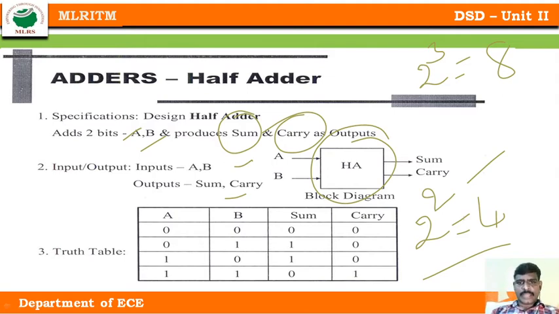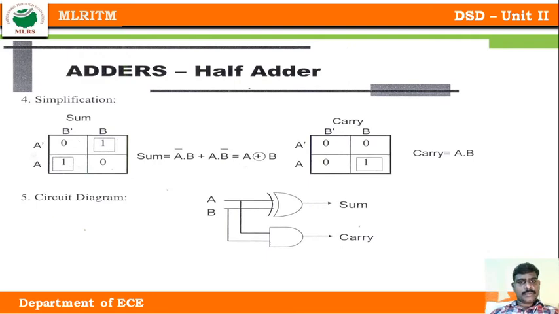So as we know the addition: 0 plus 0 is 0, 0 plus 1 is 1, 1 plus 0 is 1, 1 plus 1 is sum 0 and carry 1. Let's do the simplification. For sum I have A bar B plus A B bar, so I can simply say A XOR B, and carry is A dot B. Then I want to draw the logic diagram. A XOR B using an XOR gate is the sum, and AB using a simple AND gate is the carry.